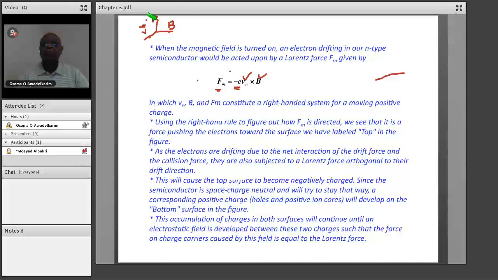So if I hold my right hand and the thumb points in the direction of V, and the first finger points in the direction of B, then the second finger will point in the direction of F. So the force is perpendicular to V and B. And it depends on V. The magnitude depends on the magnitude of V and the magnitude of B, as well as the charge E. So that's what we said before.